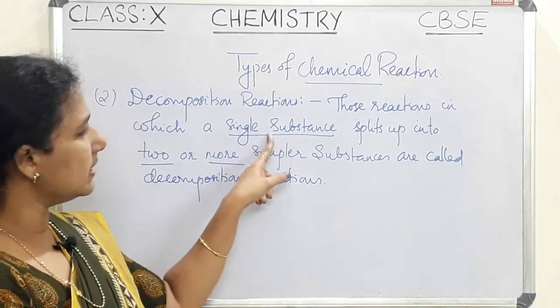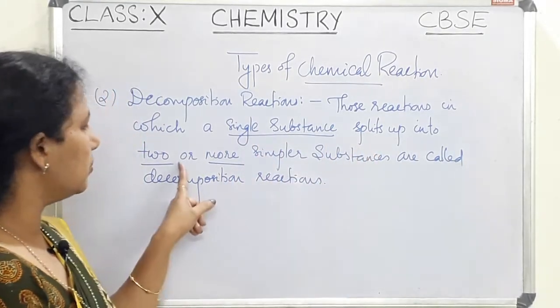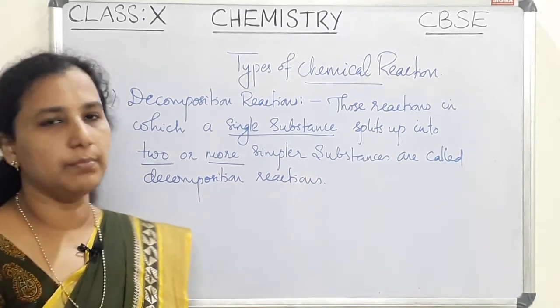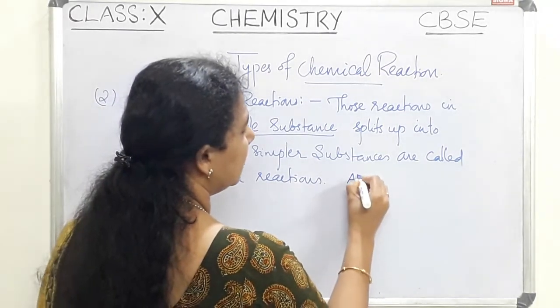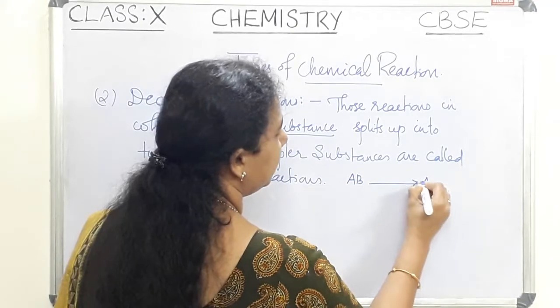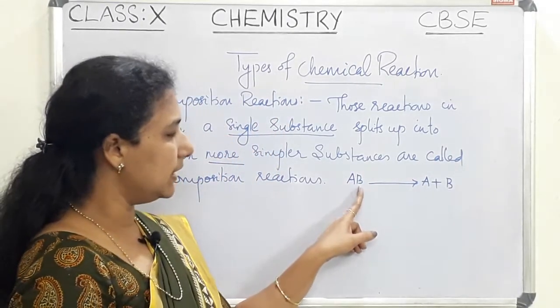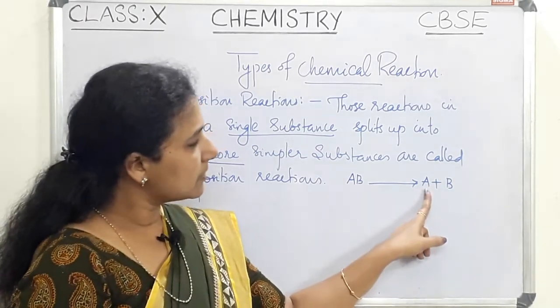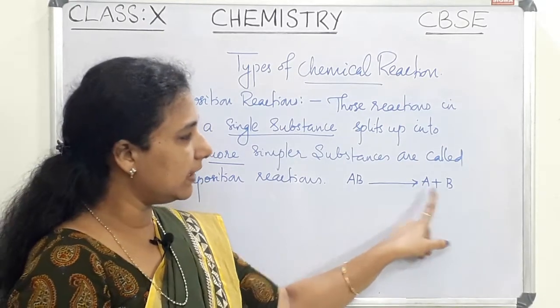Here a single substance splits up into or decomposes into two or more simpler substances. So this is called a decomposition reaction. So let us write the general equation, that is AB gives A plus B. So a single substance AB decomposed and forms simple substances like A and B.